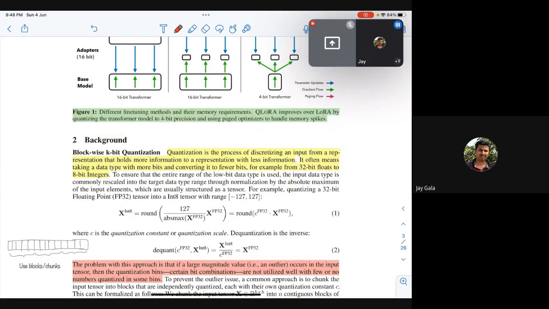So now coming to slide background. Blockwise k-bit quantization. At a broad level, I would say quantization is nothing but compressing the information, or representing the same thing with fewer bits. When you try to represent something in fewer bits, you lose some information, or at least you do some approximation.